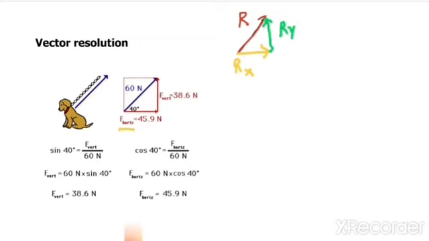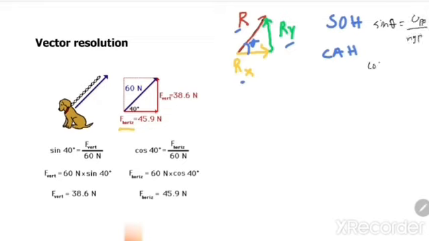How will I get rx and ry if I'm only given the magnitude of r and the direction of r? Remember, the direction, you place it at the tail of the resultant. I'll use SOH-CAH-TOA. So again, sine theta equals opposite over hypotenuse. Cosine theta is adjacent over hypotenuse. Let's get ry first because it's the opposite. Which one has the opposite? Of course, the sine, right?